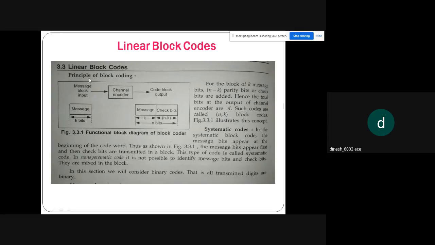See here, with the encoder diagram, k bits and n bits. So these n bits consist of k as well as n minus k. This n minus k is your check bits. The check bits can be obtained by n minus k, which is your q value. q is equal to n minus k. And how do we write these linear block codes? As (n, k) block codes.